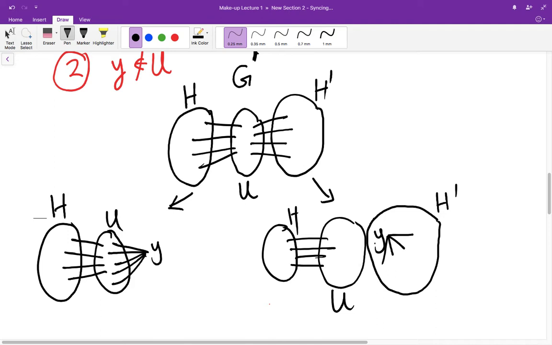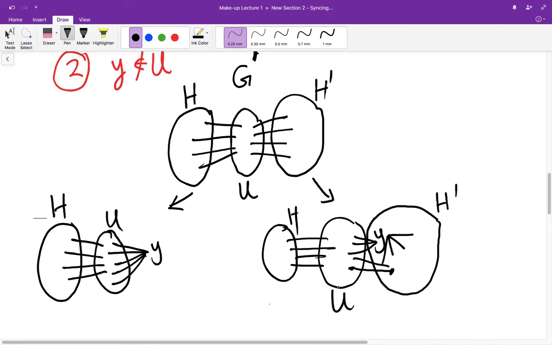Now there might be some neighbors of Y which are inside U. We wouldn't know how many they are. This could be empty though. If there are no neighbors of Y inside U, then there must be some edges from U to some other vertices in H prime. Okay, so a generic picture will look something like this.